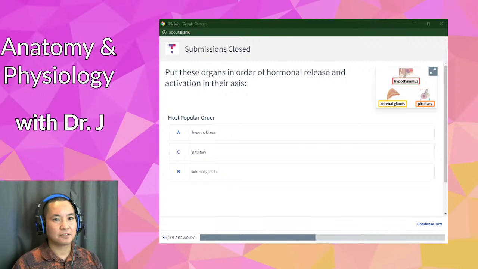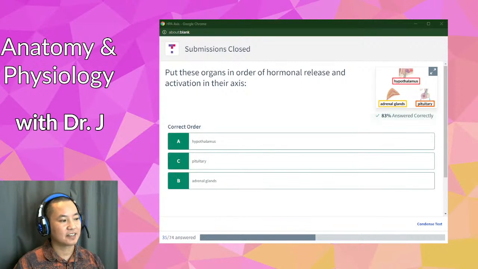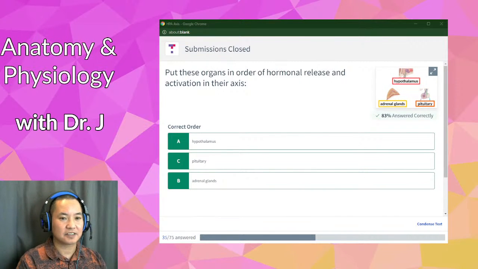This is the most popular order, hypothalamus, pituitary, then adrenal glands, and this is correct. Again, with the hypothalamus, pituitary, or any of these HP axes, it's always hypothalamus, pituitary, and then whatever the third organ is, depending on the hormone cascade.